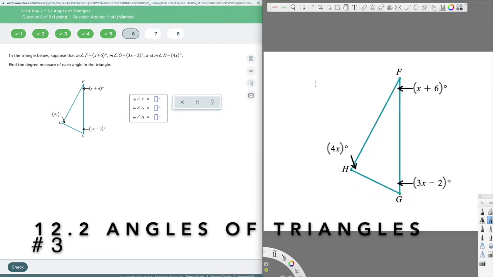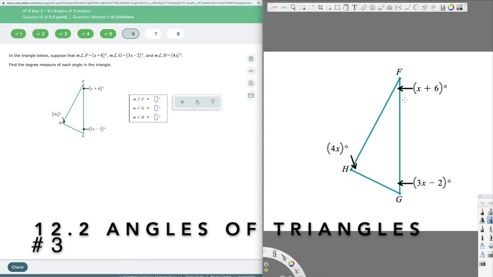Okay, so here we have a triangle, and we've been given these three angles. We're not given one right out, so we don't necessarily know what any one angle equals as far as the actual degree, but we do know the algebraic expression. So h is equal to 4x, f is equal to x plus 6, and g is equal to 3x minus 2. So we have these algebraic expressions for each one.